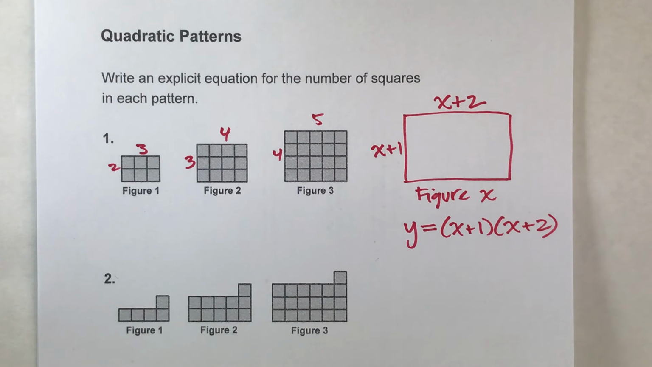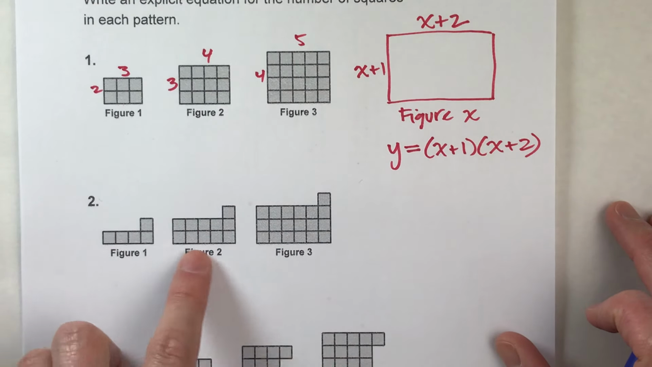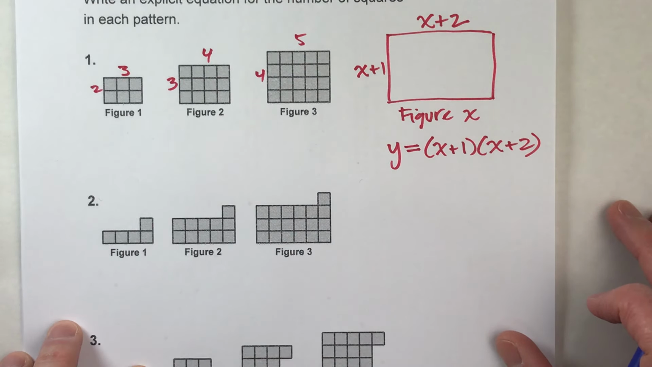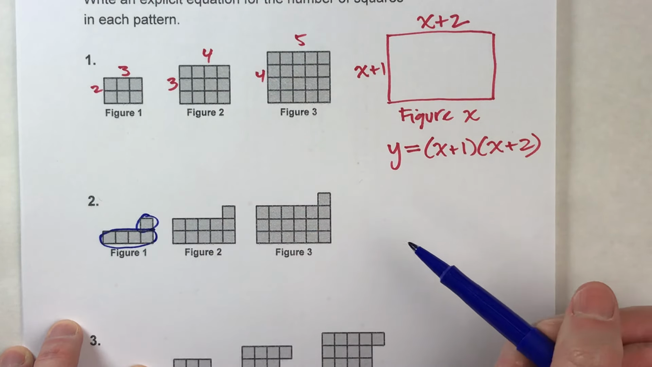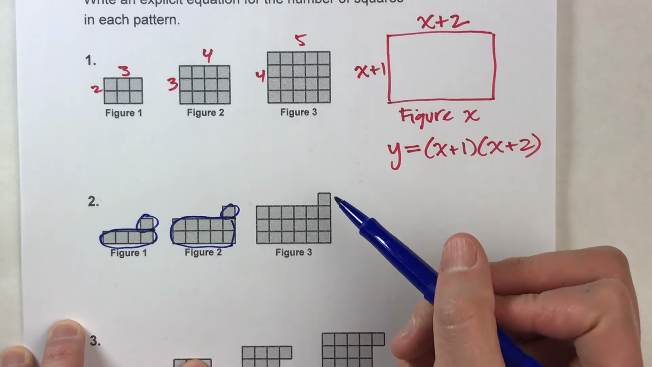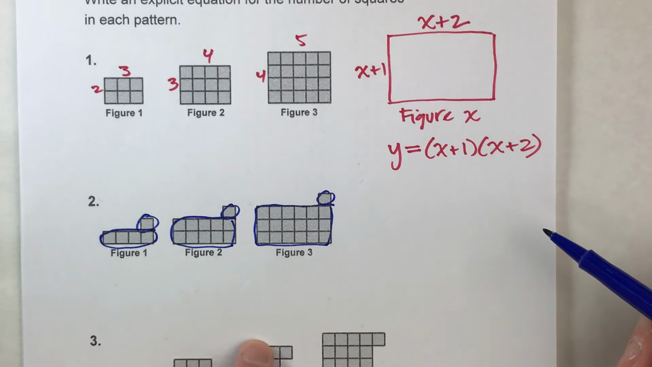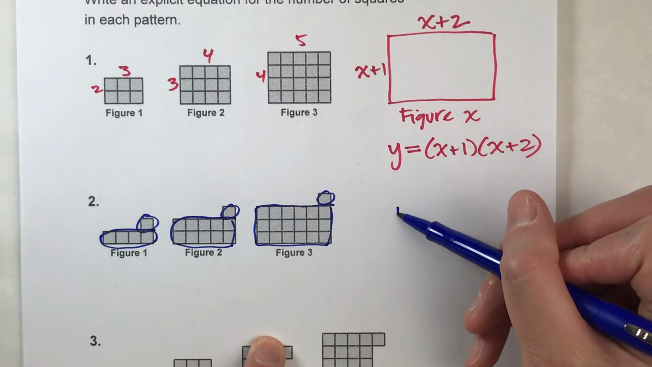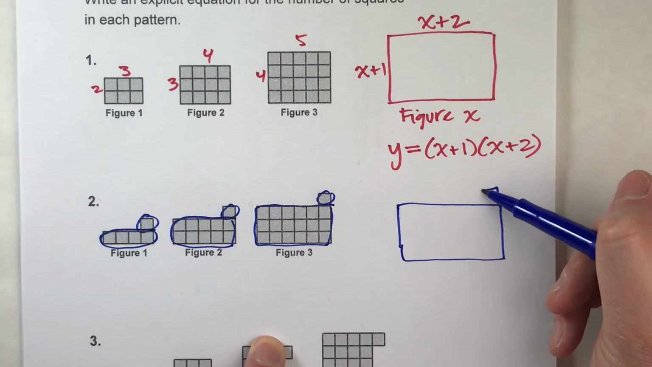Now that was a fairly straightforward one. Let's do a slightly more difficult one. Pattern 2. Figure 1, figure 2, figure 3. We've got L's here. Now when I see this pattern, I see a rectangle with a square on top. Rectangle, square on top. Rectangle, square on top. So I know for figure X, it's just going to be a big rectangle with a square on top.